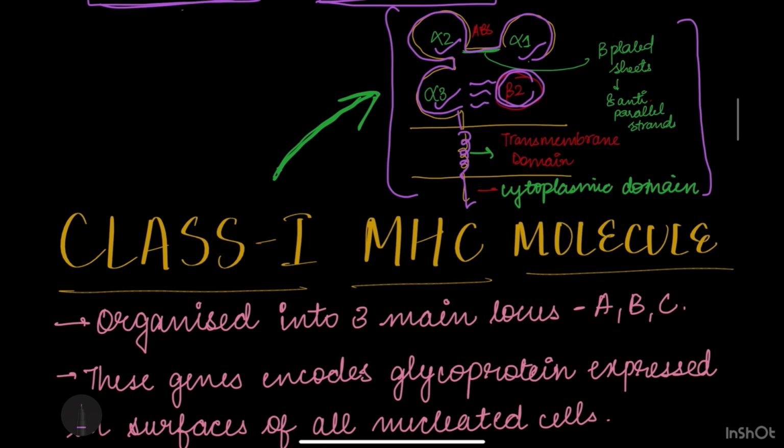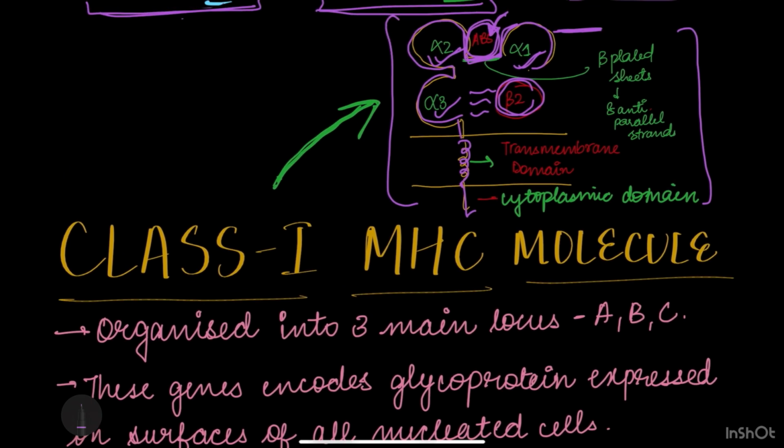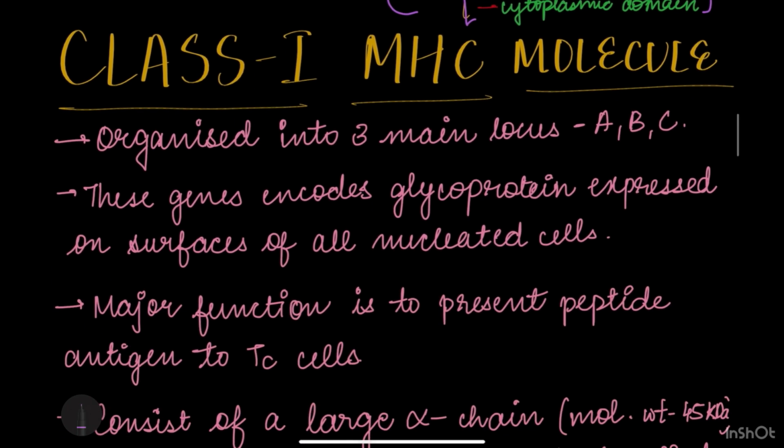Alpha 1 and alpha 2 form an antigen binding site where the antigen binds, and they sit on the surface of nucleated cells to present the bound antigen. Now if it is clear to you till here, then it's okay. If not, we'll discuss, then you'll get to understand. Okay, let's start. What is class 1 MHC molecule and what is its structure basically?